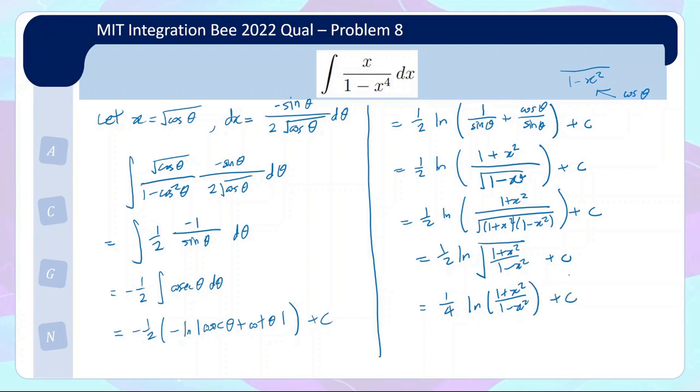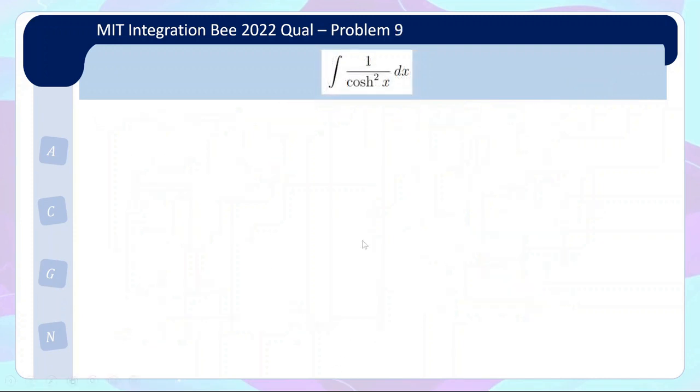So a really interesting substitution problem. Hopefully, you are able to understand why we make this substitution so that we can use this principle in the future. Okay, let's take a look at problem 9. If you'd like to give it a go, please feel free to pause the video.